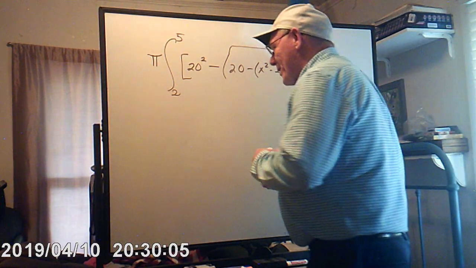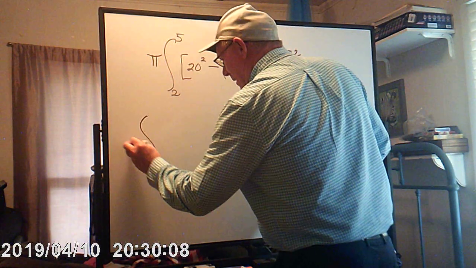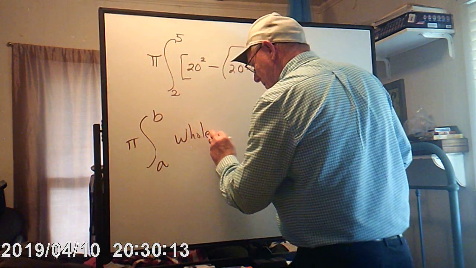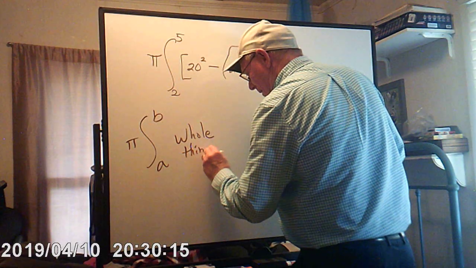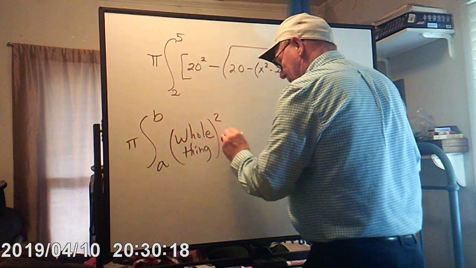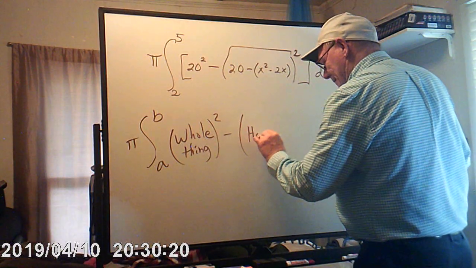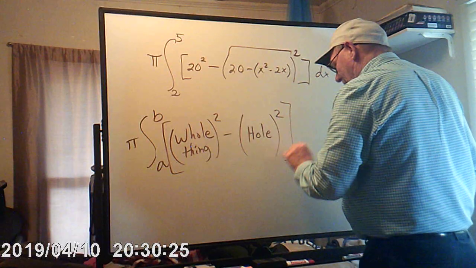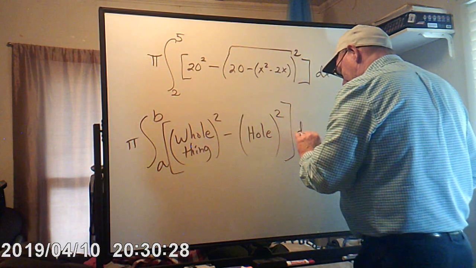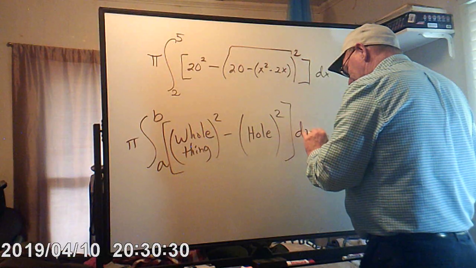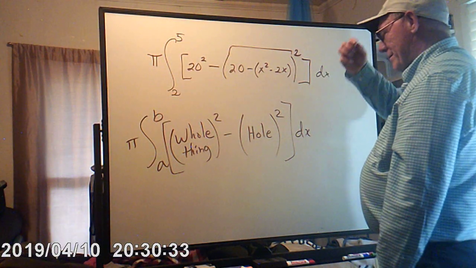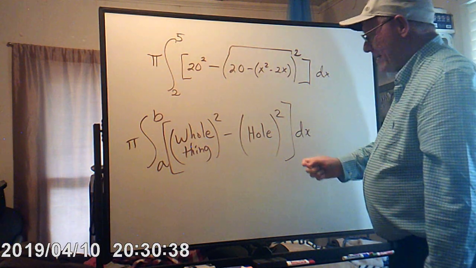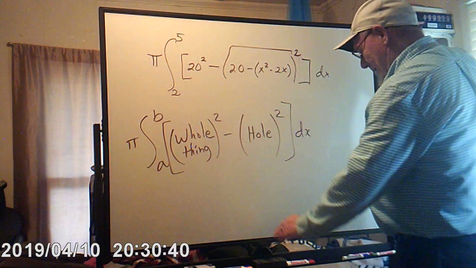So it's the whole thing. Pi, a to b, the whole thing squared, the whole thing, all of it, minus the whole thing, squared, and then whatever. If this case is dx, then delta whatever, and there you go. In this case it's dx, so I'm just using dx right there. And that's what we did.